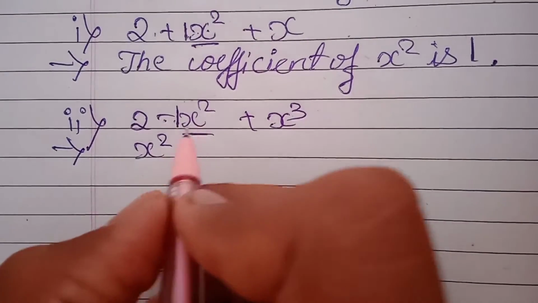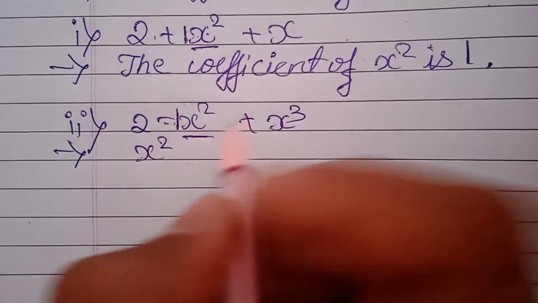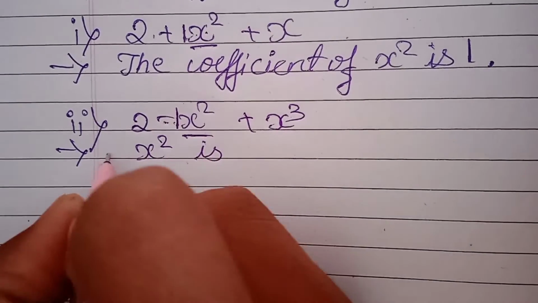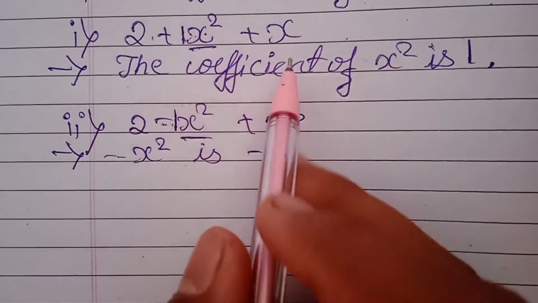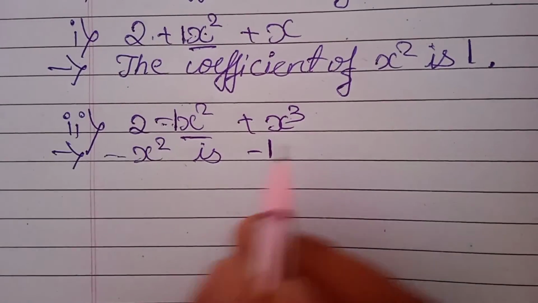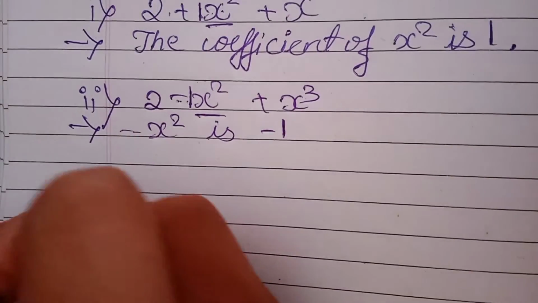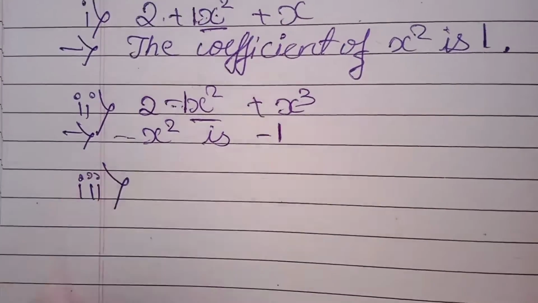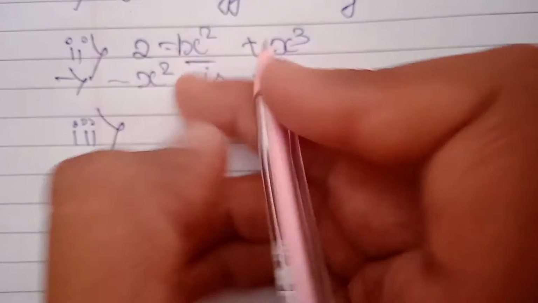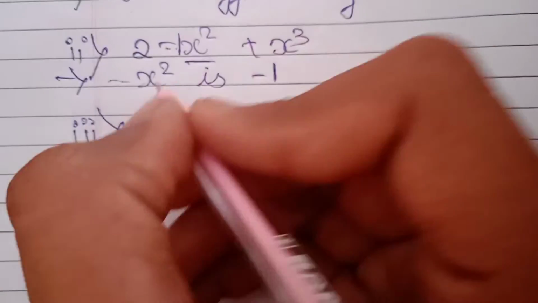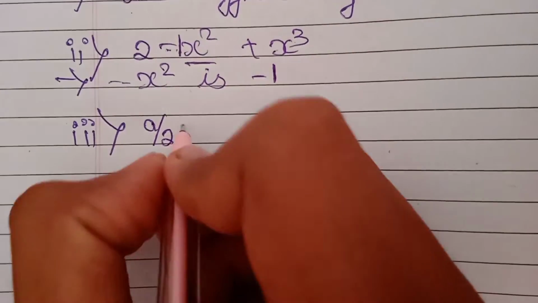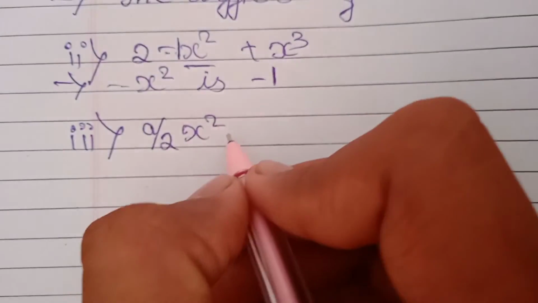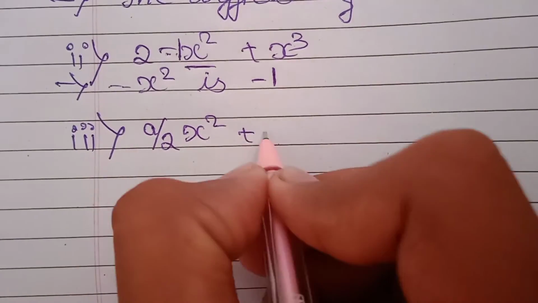correctly the question first. Okay friends, there is a minus symbol. We will write the coefficient of x square is minus 1. You write like this, the coefficient of x square is minus 1. Okay friends, understood? We will move to the third part. Third part the question is a by 2 x square plus x.